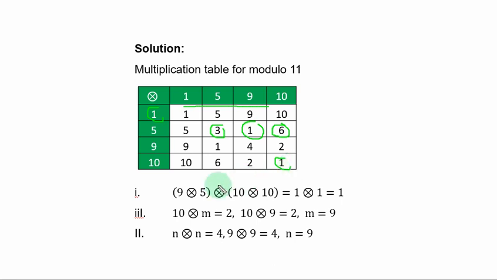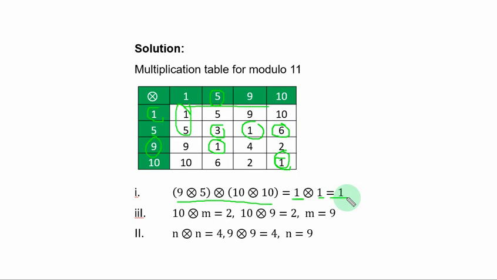Roman figure 1, you should evaluate this. It is very simple. You look for 9 times 5. This is 9 and this is 5. When you trace down, 1 is the point of intersection. That is the 1 that you have here. So you look for 10 times 10, you have 1. So you have another 1, and 1 times 1 is 1.